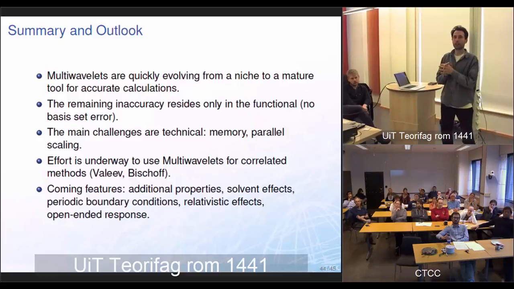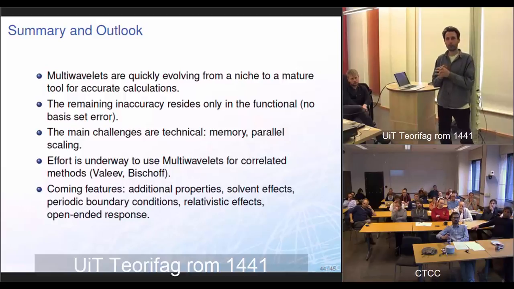Not for everything, because there are some issues and some features that show where the weak points are. I'll tell you about this in a second. But what I really like is that when you do all-electron calculations with multiwavelets, you have only one inaccuracy in your calculation, which is your functional. So how good your calculation is depends only on which functional you choose, nothing else. So you have no basis set error anymore.